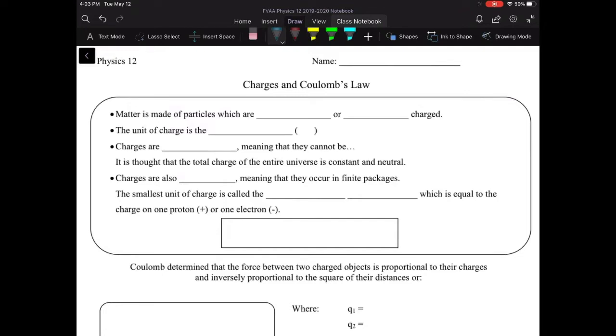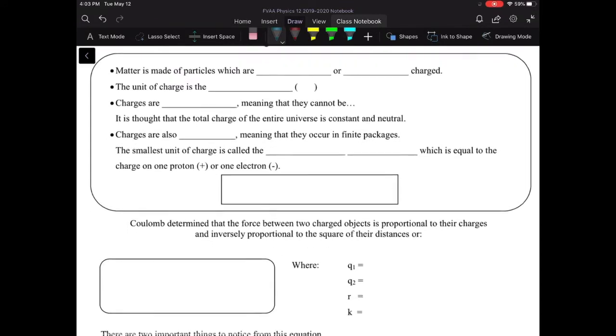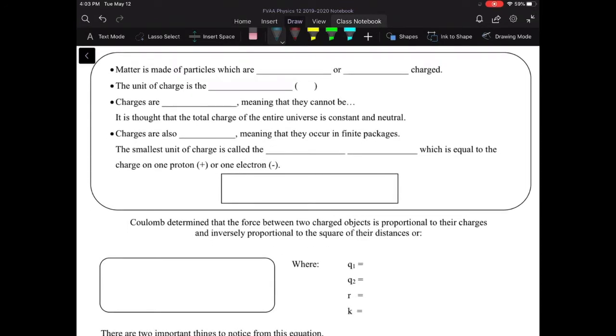This is a video for British Columbia Physics 12, looking at charges and Coulomb's law, singular. So here we're looking at charged particles. We saw how static electricity works and how through conduction or induction things can become charged. Charges can be polarized within an object, and so on and so forth.